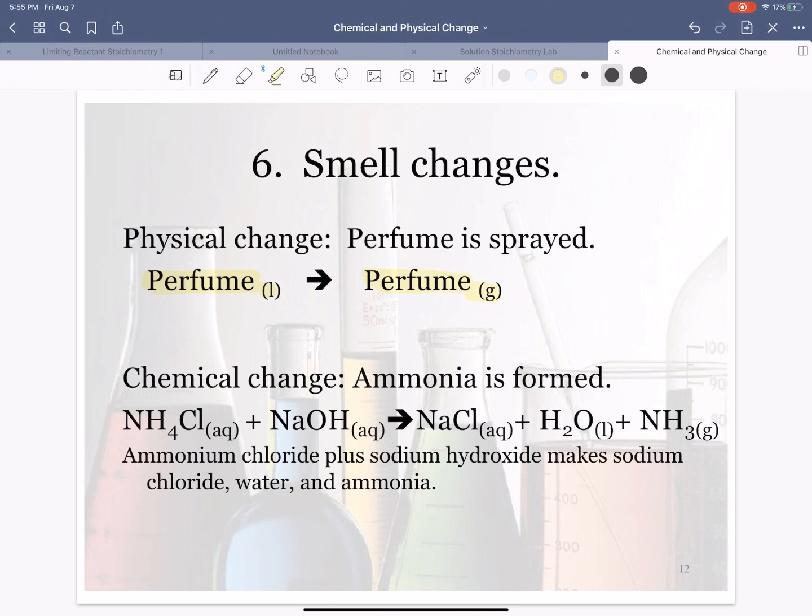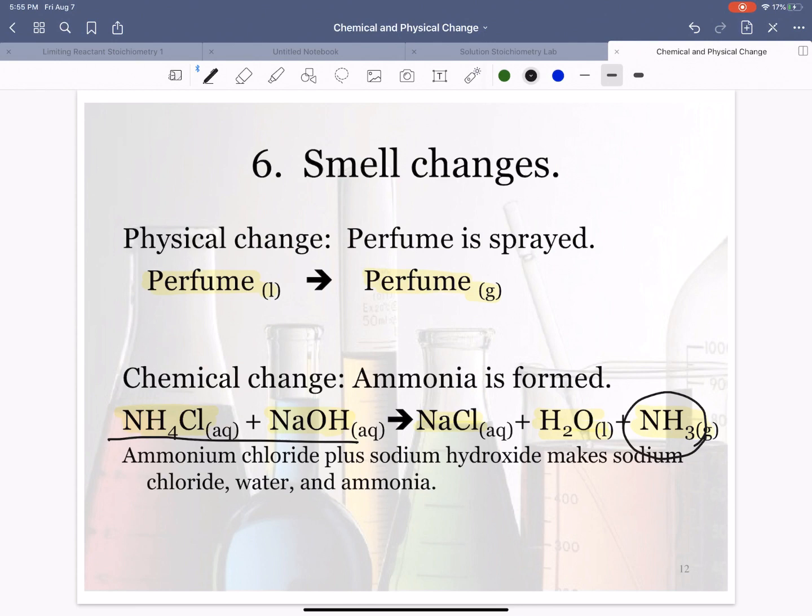But sometimes when we mix reagents like ammonium chloride and sodium hydroxide, there is a chemical change that produces a species that does have a smell. So this smell is different, ammonia. So in the process of this chemical change, one of the products contains an odor that wasn't present before the reaction occurred. Those are the 6 evidences of change.